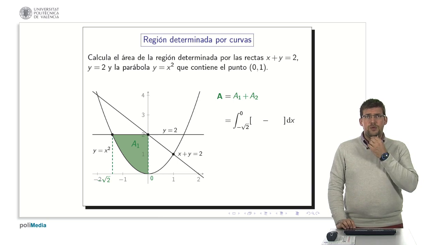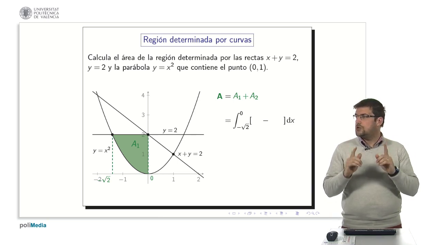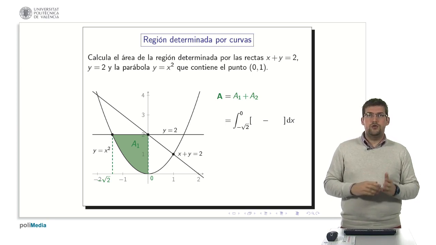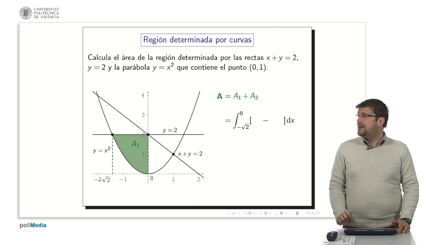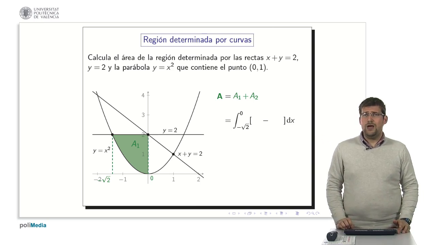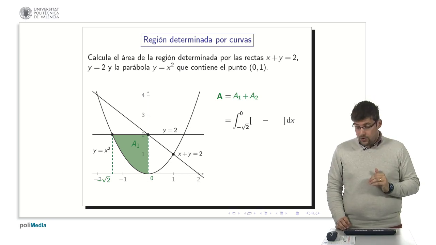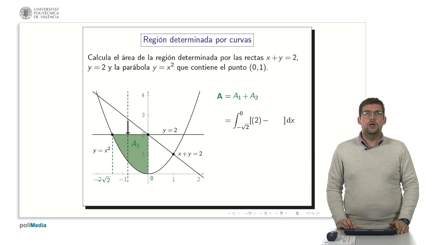The first thing we need to find is the projections of the intersection points. Here we can see the 2 intersection points. We project them downwards and realize that the first one is minus the square root of 2, and the second one is 0. Therefore, our integral will be, as we can see, from minus the square root of 2 to 0. And now, in the integrand, we will include the upper function, which in this case is y equals 2, and the lower function, which in this case is x squared.